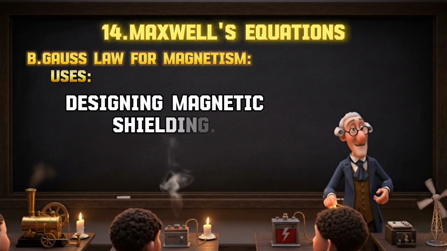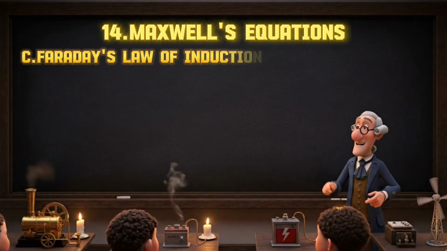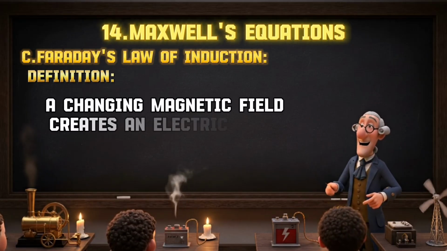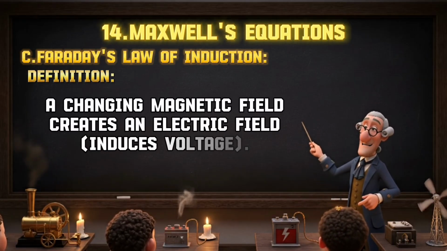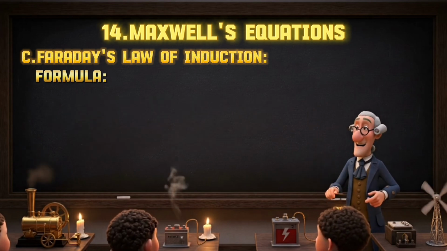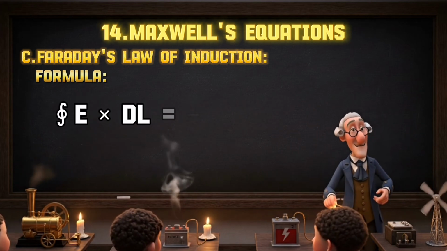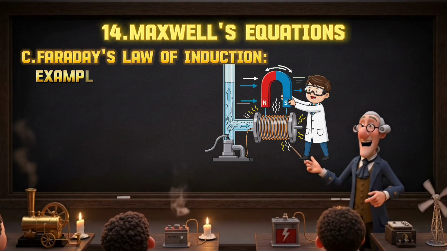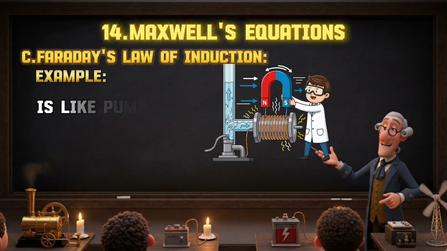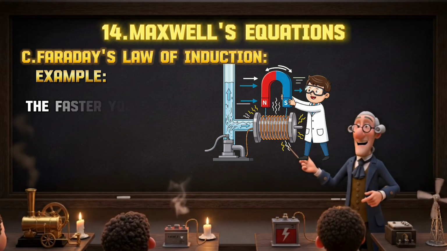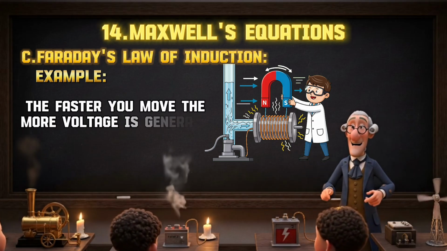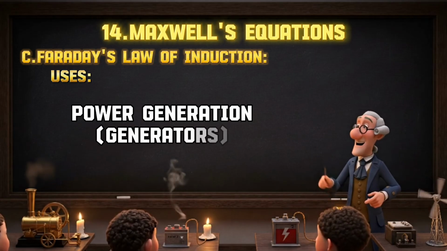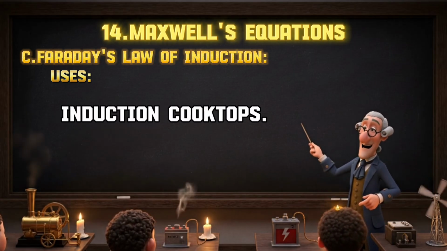Designing magnetic shielding. Faraday's law of induction. Definition. A changing magnetic field creates an electric field, induces voltage. Formula. Closed integral of E dot dL equals minus d phi B/dt. Example. Moving a magnet in a coil is like pumping water into a pipe. The faster you move, the more voltage is generated. Uses. Power generation, generators, induction cooktops.